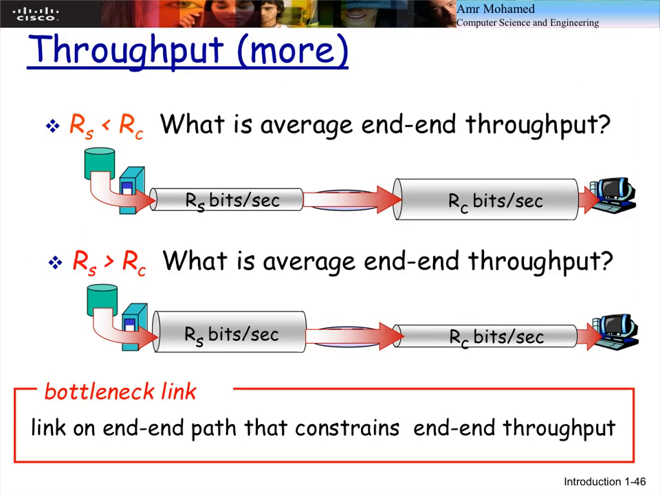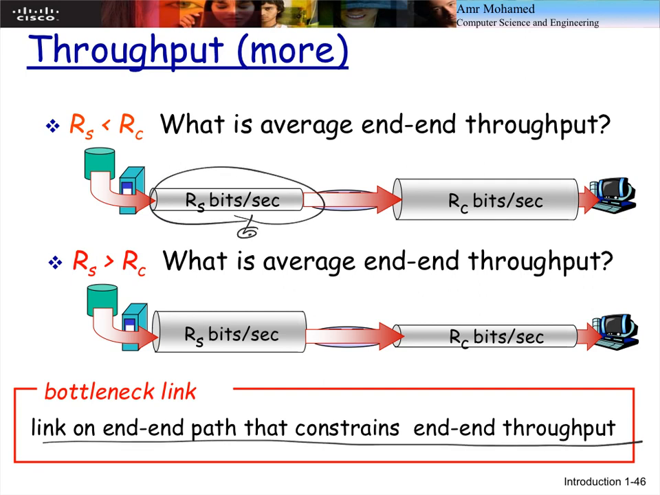So that's what this slide tries to explain. For the links on an end-to-end path, the one with the lowest rate constrains the end-to-end throughput that you can achieve.